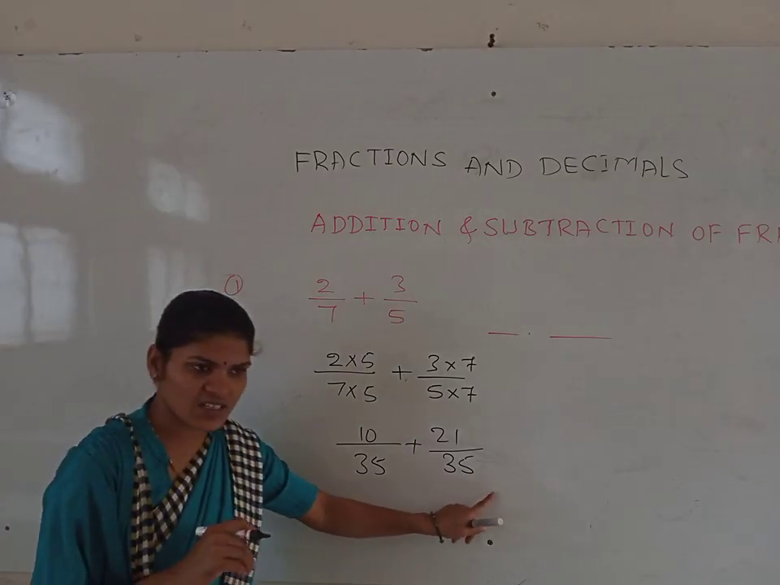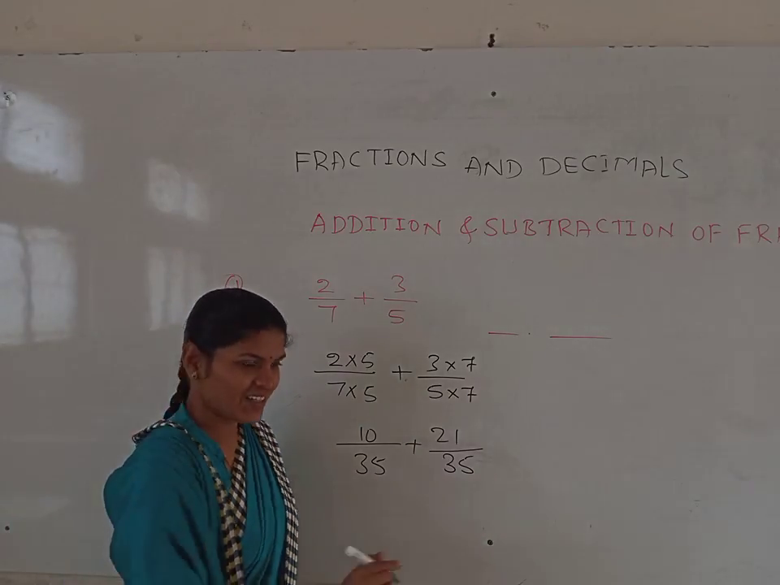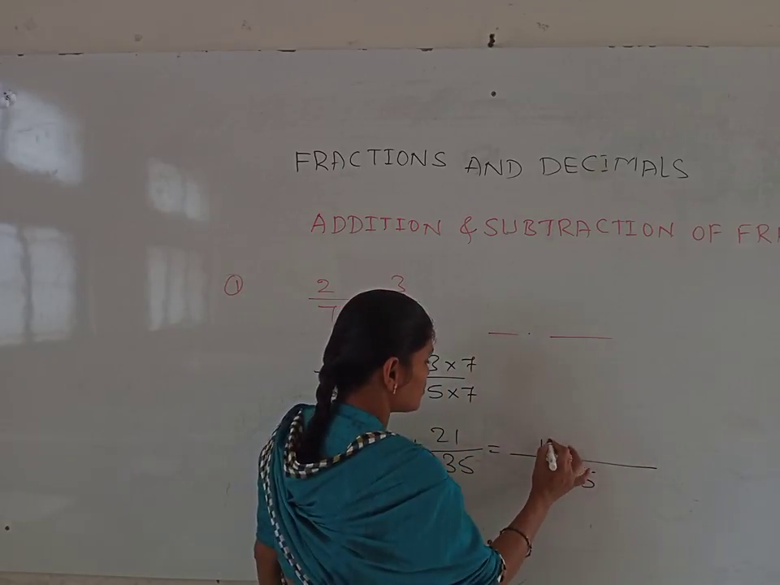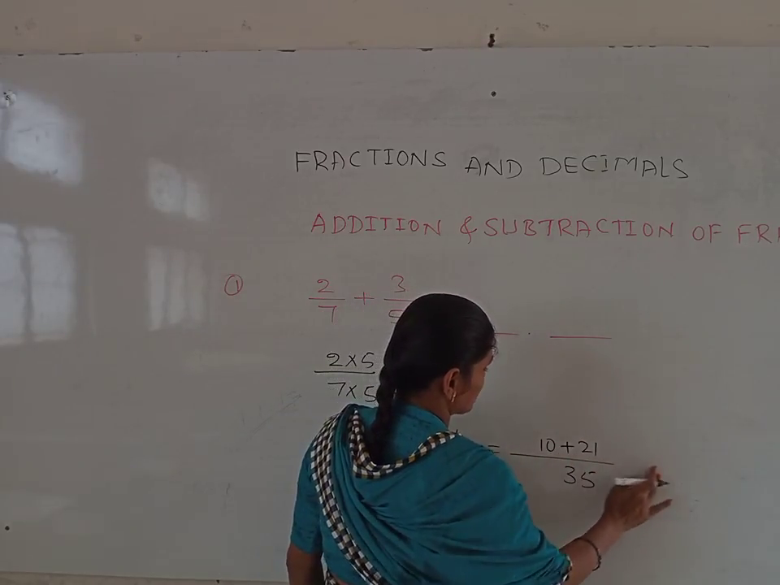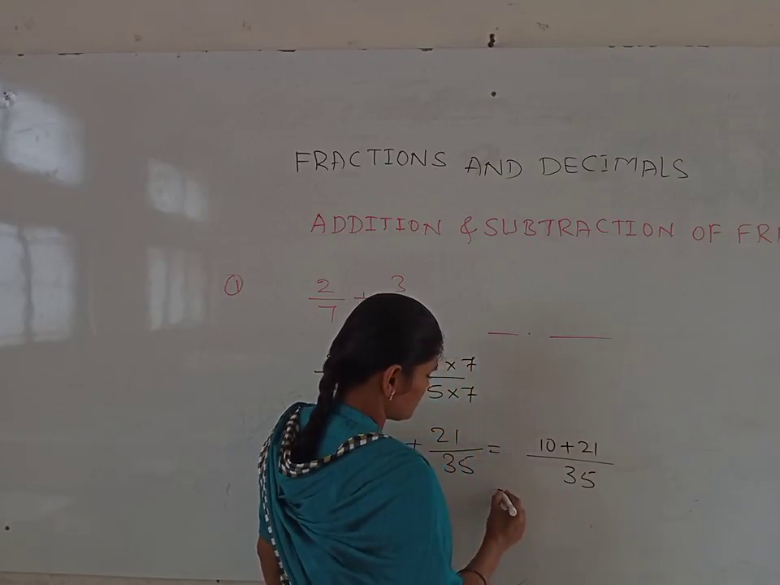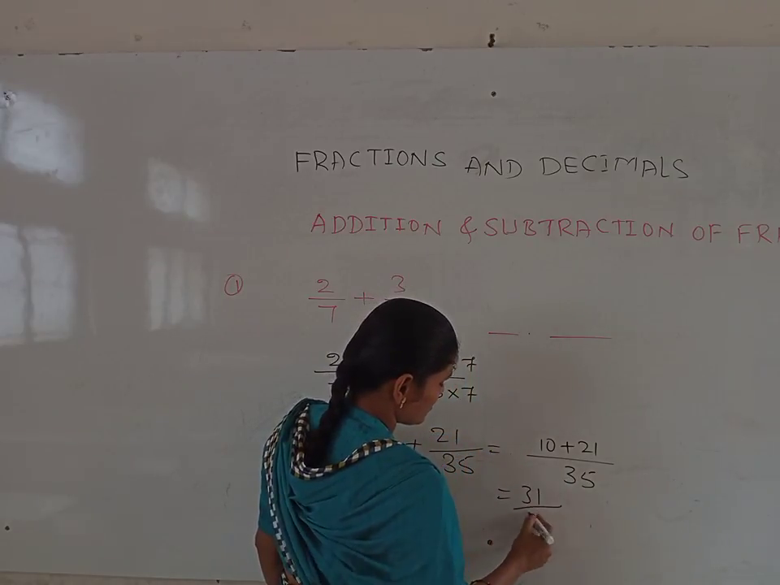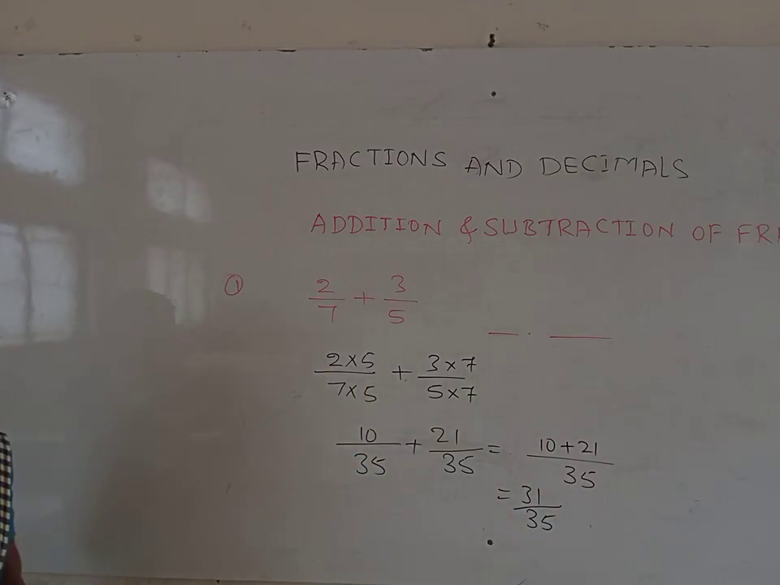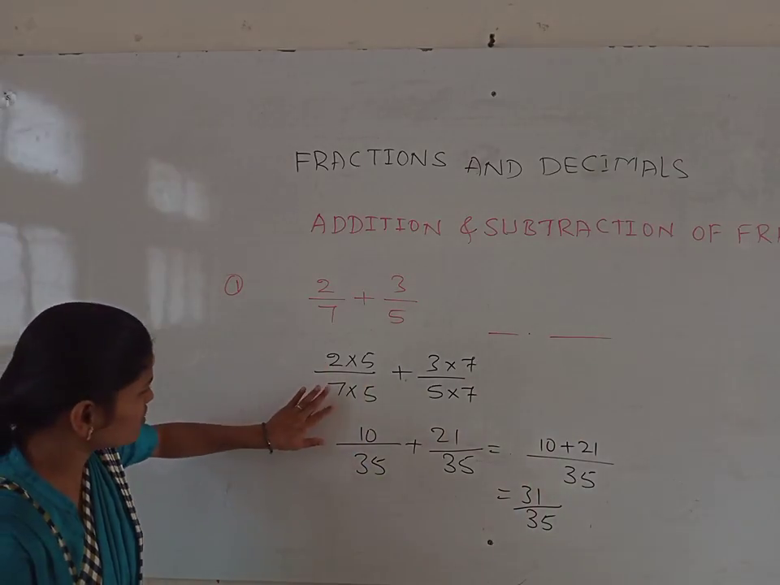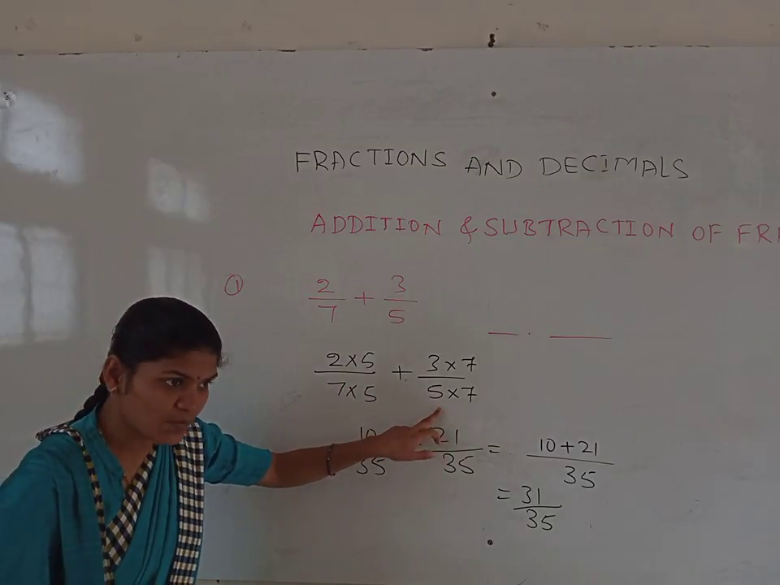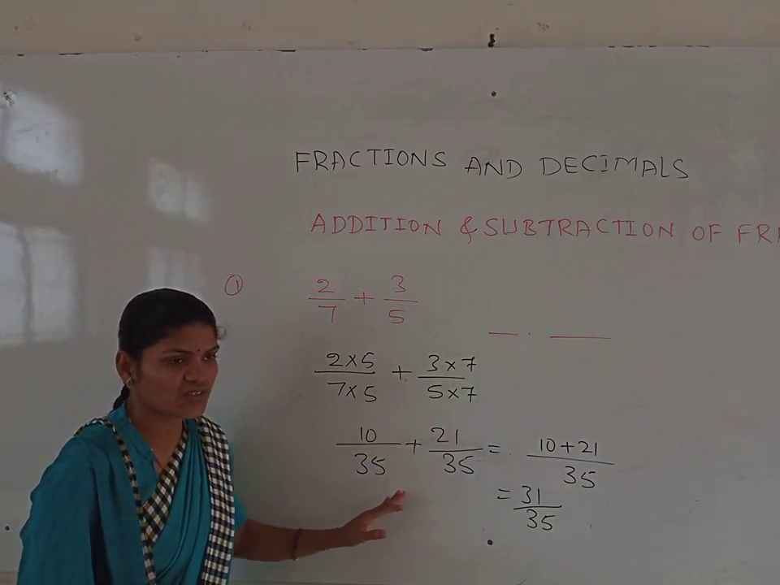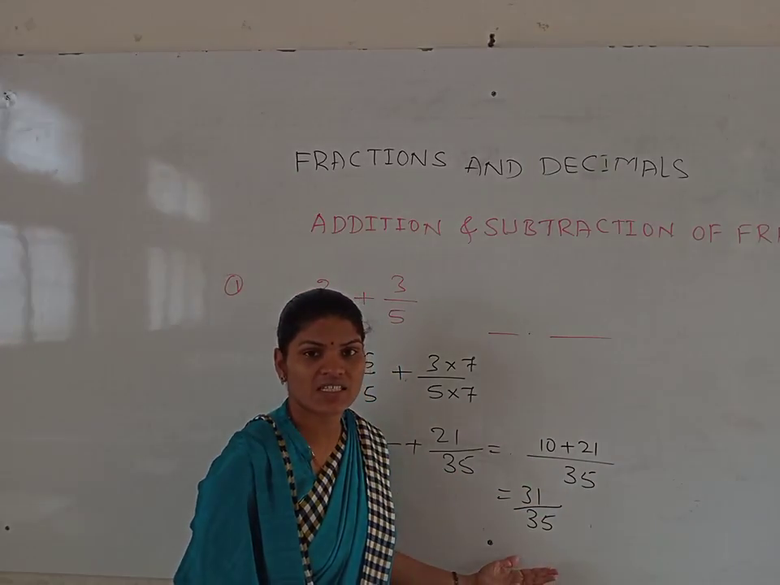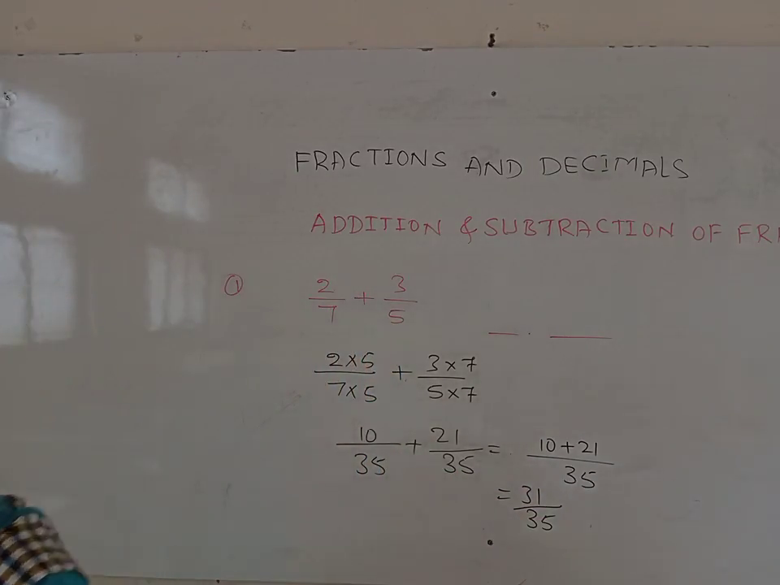Now the denominators are the same. Then we can add easily. Keep the denominator as it is, 35. Then add the numerators, 10 plus 21. How much? 31. 31 divided by 35 is the sum of these two numbers. Clear? What have we done? First we made the denominator the same. After that we get like fractions. We know how to add like fractions. Then we get the sum of both the fractions. Clear?